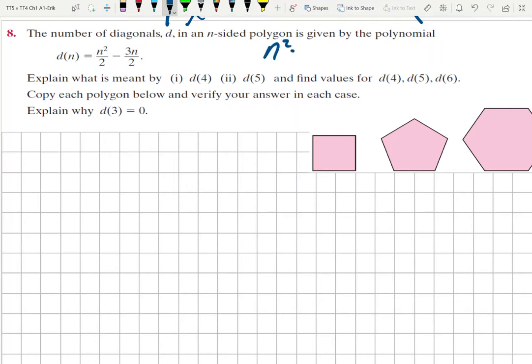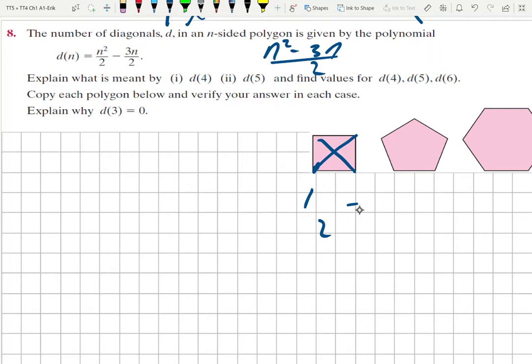n squared minus 3n all over 2 is a nice way to write that. So for example here, how many diagonals have we? 1, 2. There's 4 sides there. I just want to check it here. So now we have 2, minus 3n squared. Oh no, this should be 16. 8 take away 3.